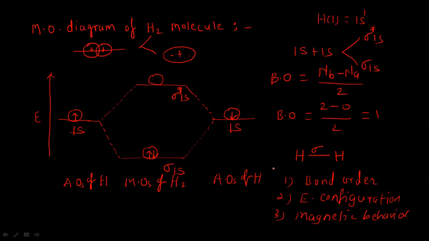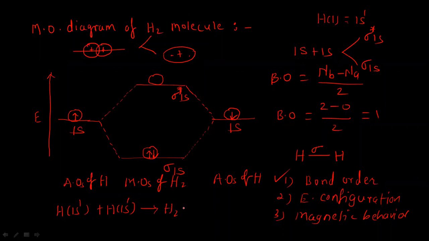Okay, so the bond order is one, a single covalent bond between the two hydrogen atoms. Now what about the electronic configuration? You can see there is only one bonding molecular orbital, that is sigma 1s. So we can write the electronic configuration of the hydrogen molecule in this way. Hydrogen has 1s1 electronic configuration. Similarly, another hydrogen atom has 1s1 electronic configuration. It will give the H2 molecule.